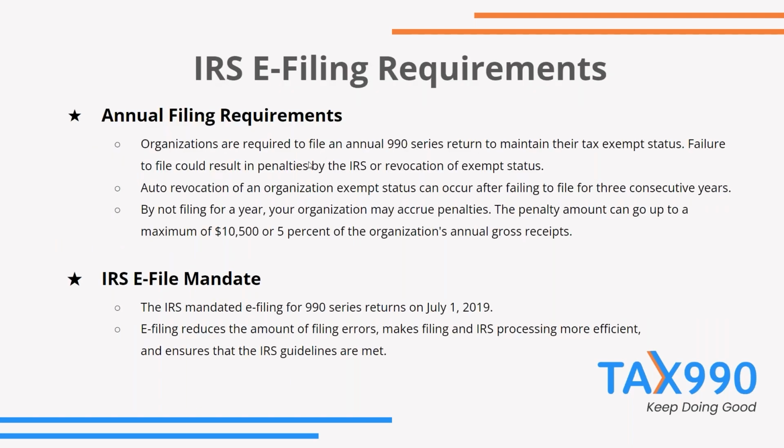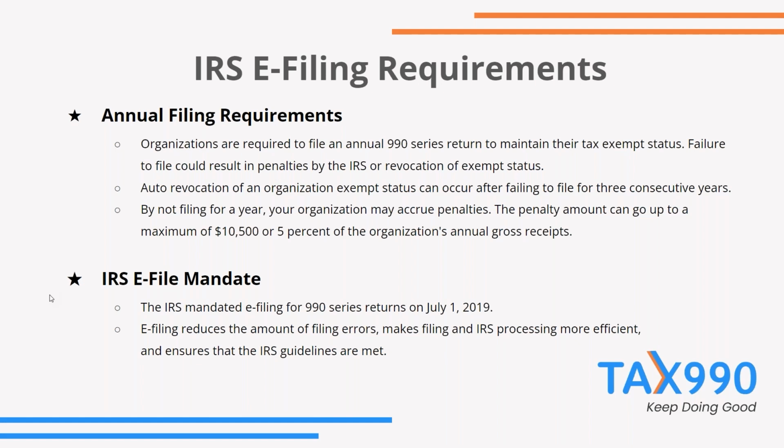So to maintain an organization's tax-exempt status and remain compliant with the IRS, organizations are required to file a 990 series return on an annual basis. If an organization fails to file a return for 3 consecutive years, it will risk losing its exempt status. And additionally, penalties may accrue with each year that they do not file the 990 series return.